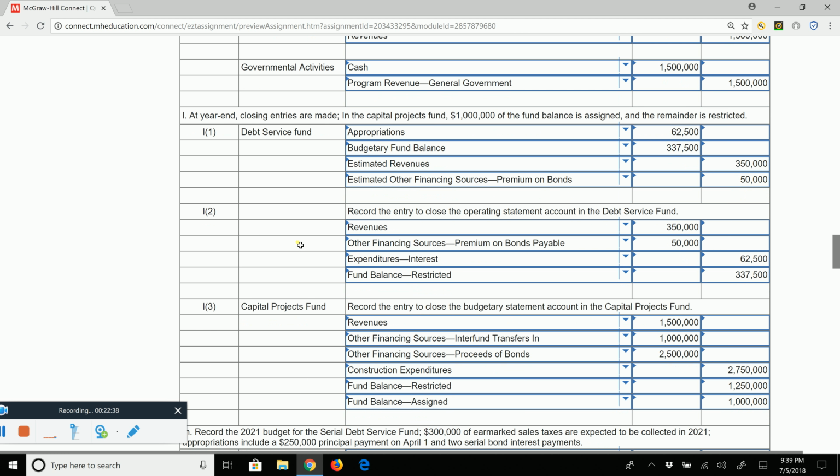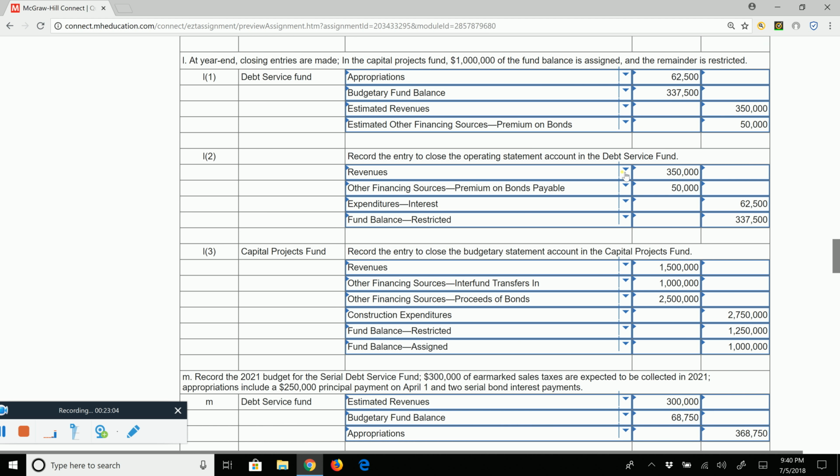And here we are at the end of year one. So at the end of year one, we're going to close our entry. We're going to close all of our budget accounts as well as our actual operating accounts. So in the debt service fund, we're going to close our appropriations with a debit. We're going to close our estimated revenues and sources with credits. And that will get closed out to budgetary fund balance, in this case a debit.